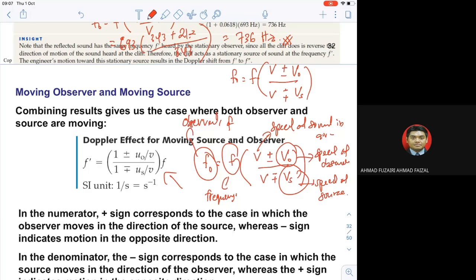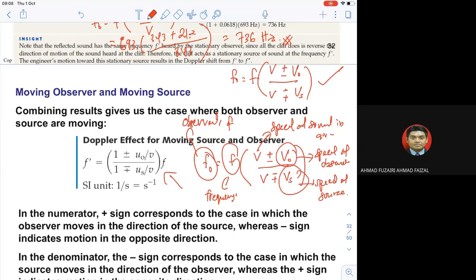That's all. Quite simple. So please use this equation. Please use this equation, okay? Whenever you need to use it, for a moving observer, or for a stationary observer, VO should be 0. For the stationary source, VS should be 0, right?